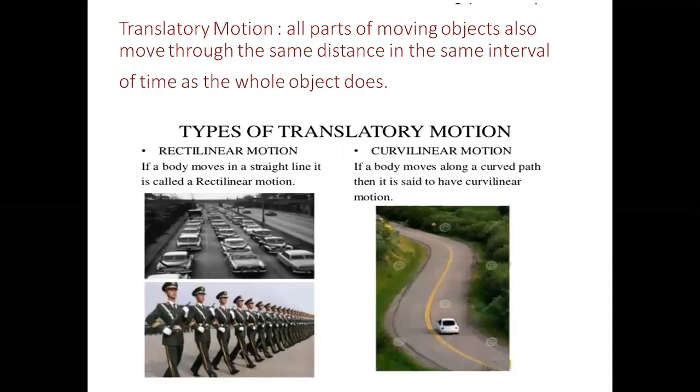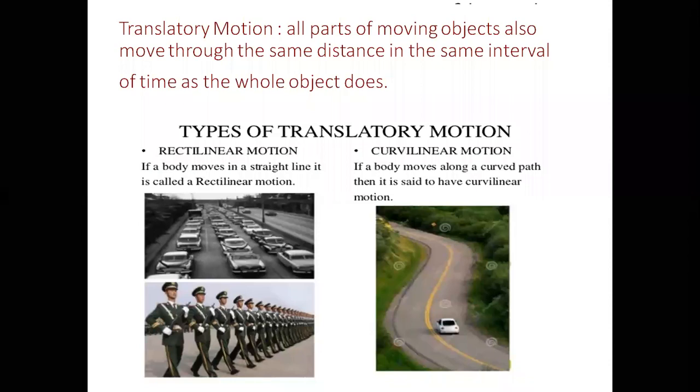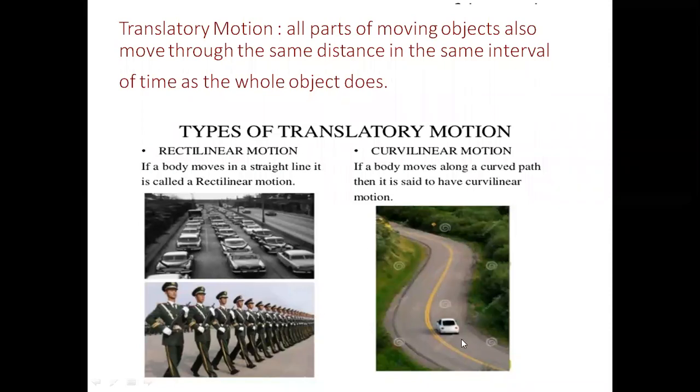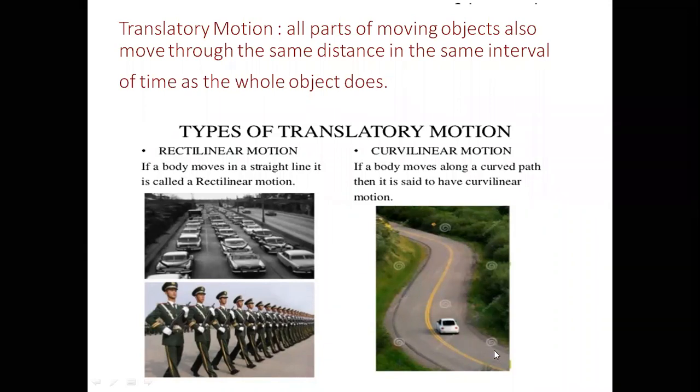Then we discussed the types of motion. Translatory motion: all parts of a moving object move through the same distance in the same interval of time as the whole object does. The types of translatory motion are rectilinear and curvilinear. Rectilinear means straight line. Curvilinear means when a body moves in a curved path. You can see the road is not straight, it's curved.